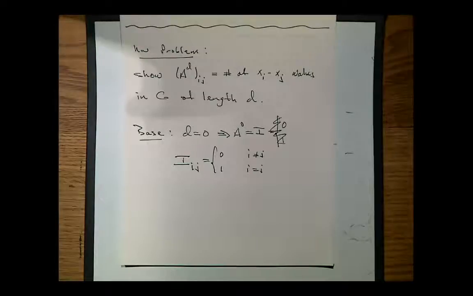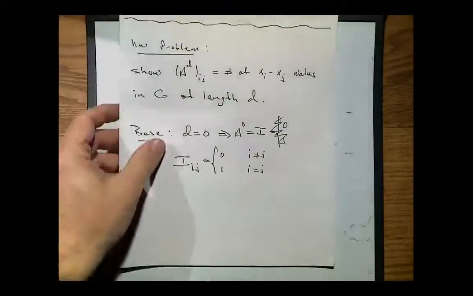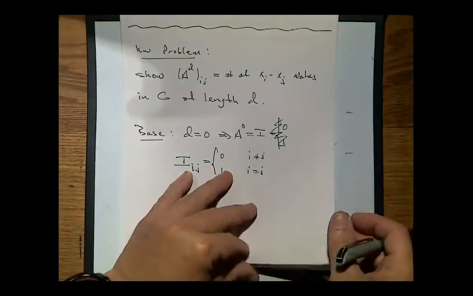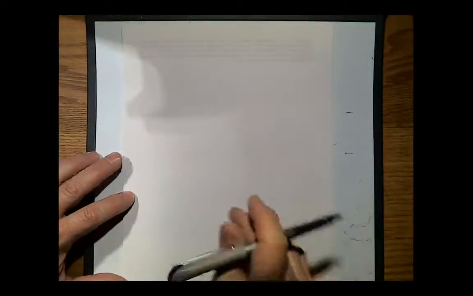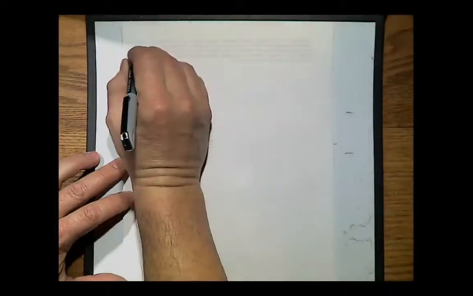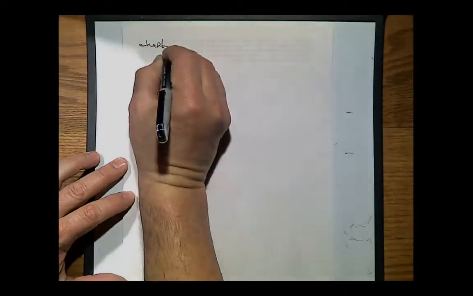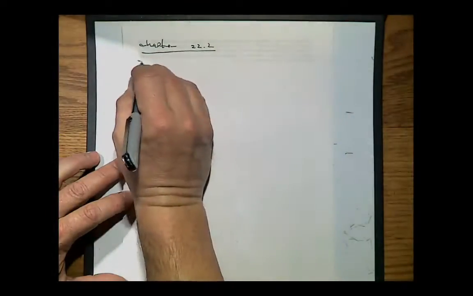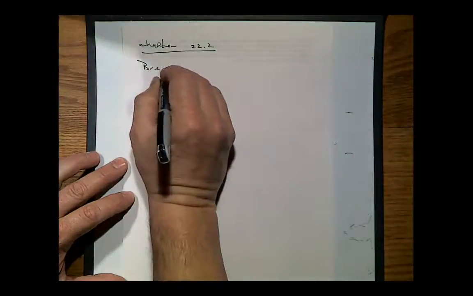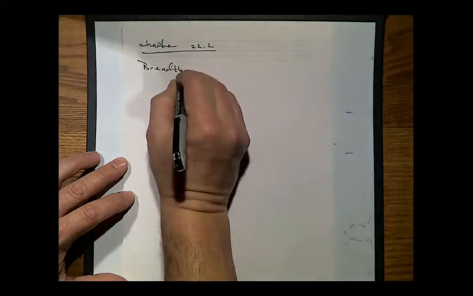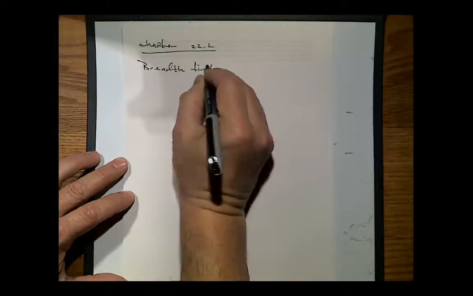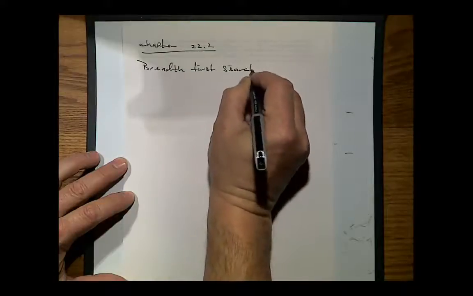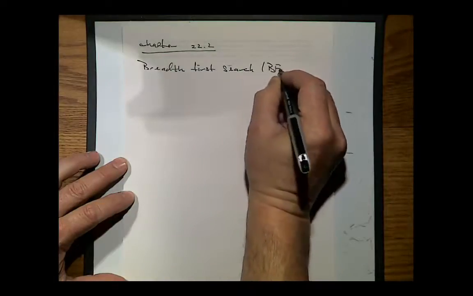All right, so now let's go to chapter 22.2. And I don't have a handout on this. In fact, we've reached the end of my handout. Someday I'll have a handout on this. This is breadth first search. I'll abbreviate that BFS.